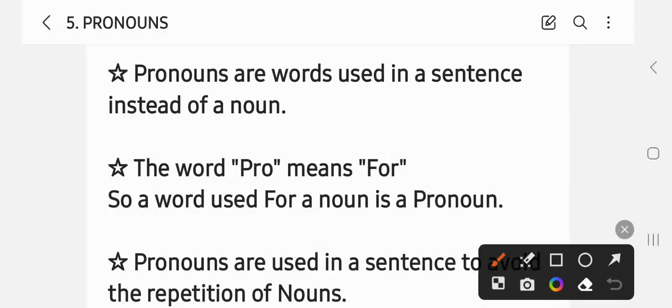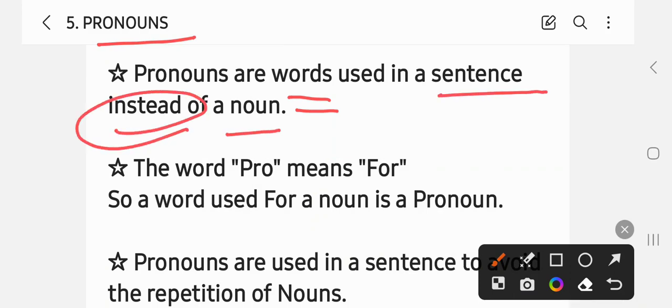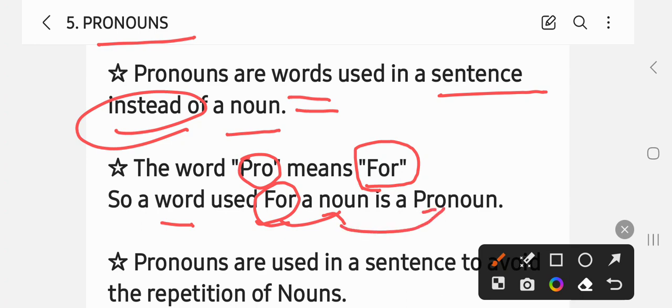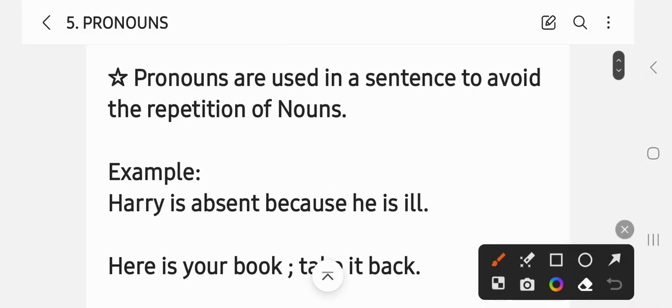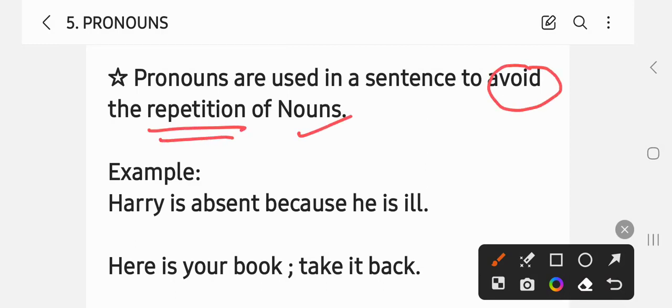Our topic for today is pronouns. What is a pronoun? Pronouns are basically words which are used in a sentence instead of a noun. The word pro itself means for. So a word which is used for a noun is called a pronoun. Pronouns are used in a sentence to avoid the repetition of nouns.